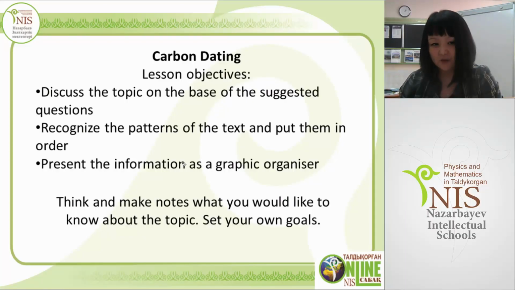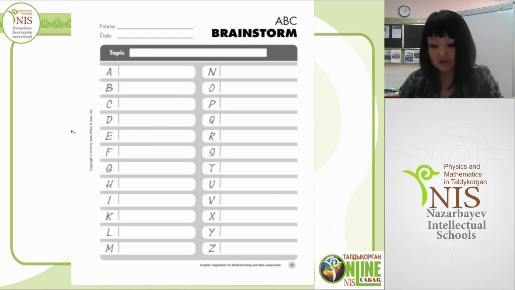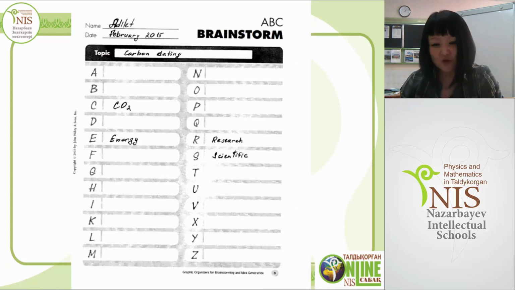Okay, and firstly, we are going to watch the video: How does carbon dating work? But before it, let's try to complete this ABC brainstorm organizer. You see that the task is to write the name of the topic in the empty space and write all the associations which you can have according to this topic. If you have some samples like this one, with only 4 words like CO2 or energy, research and scientific, that is enough for this stage.